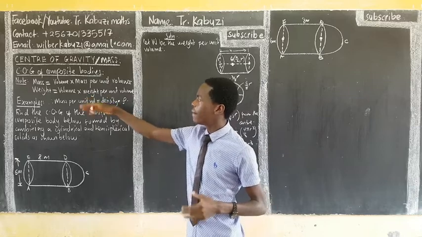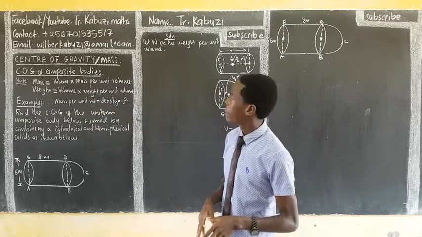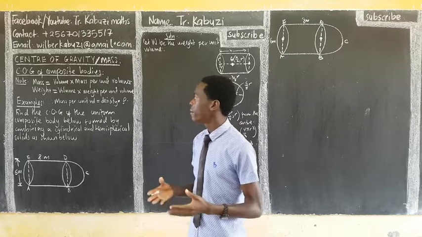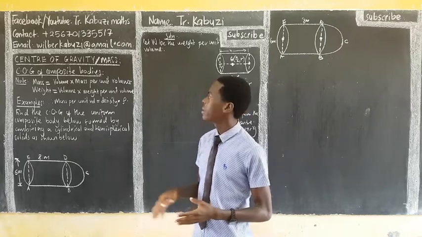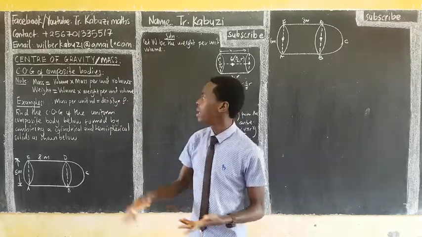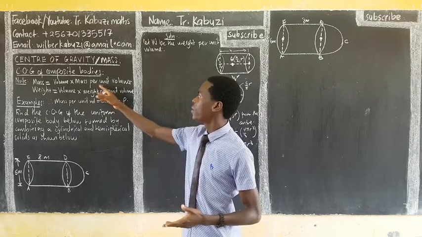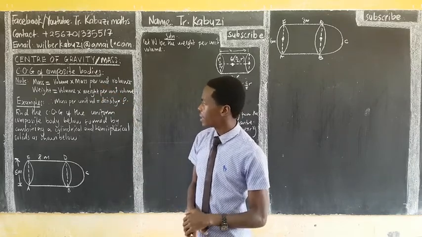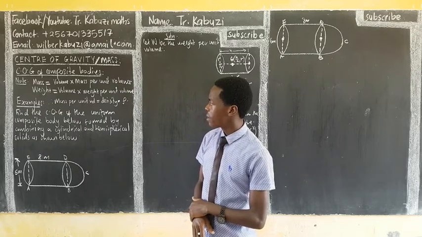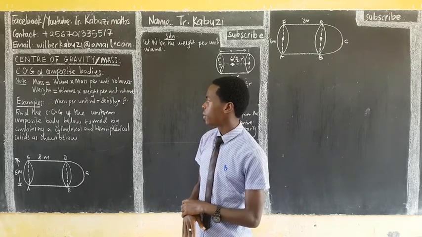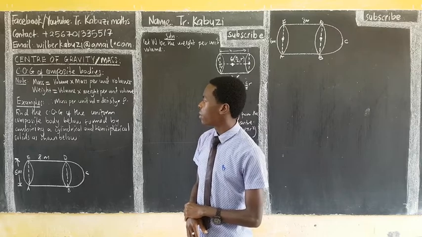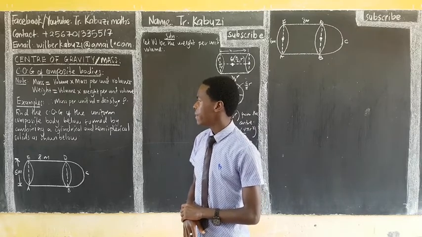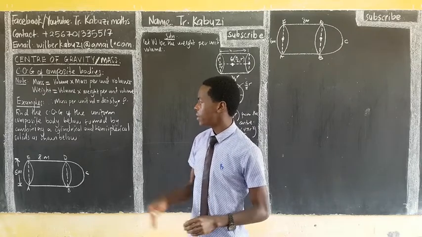If you want the volume of that body times the weight per unit volume, we don't always know the weight per unit volume. That's why we let it be W. If you want the center of mass, you let this be M, as simple as that. Find the center of gravity of the uniform composite body below, formed by combining the cylindrical and hemispherical solids as shown.